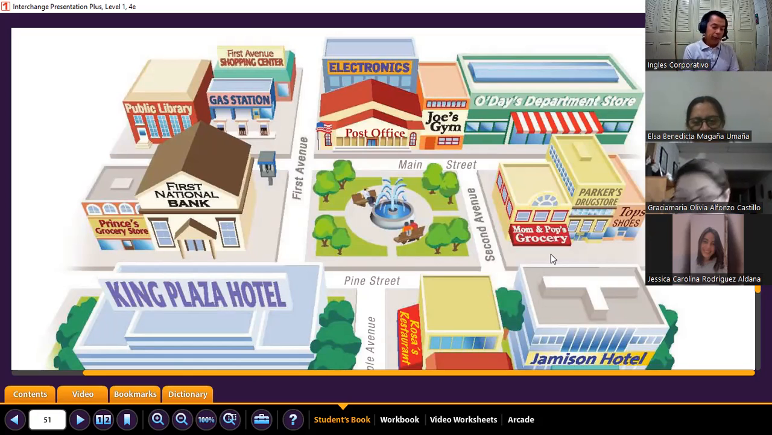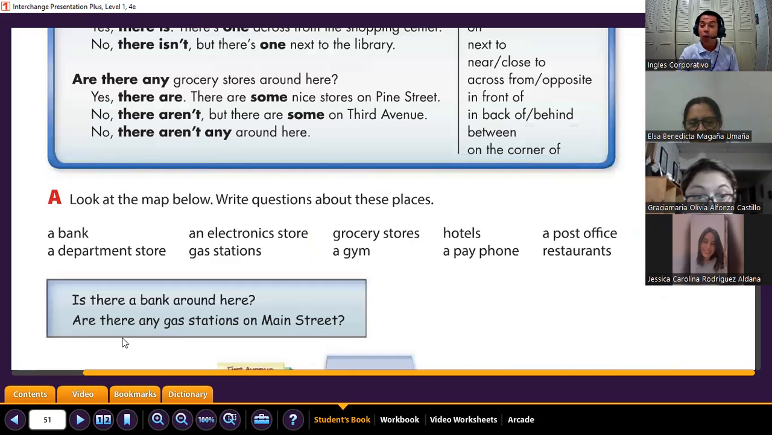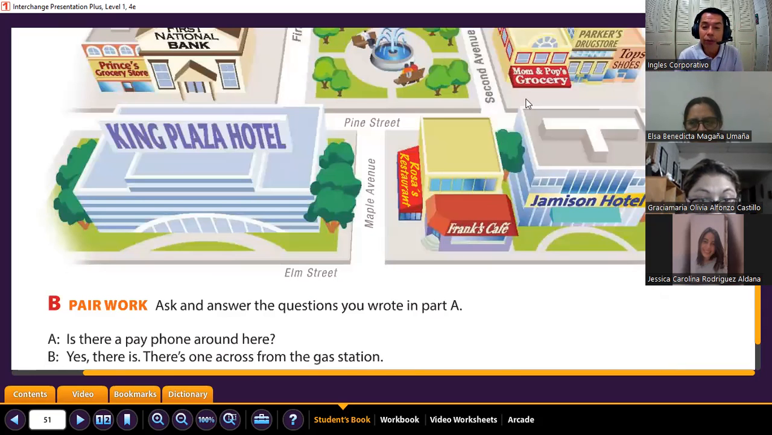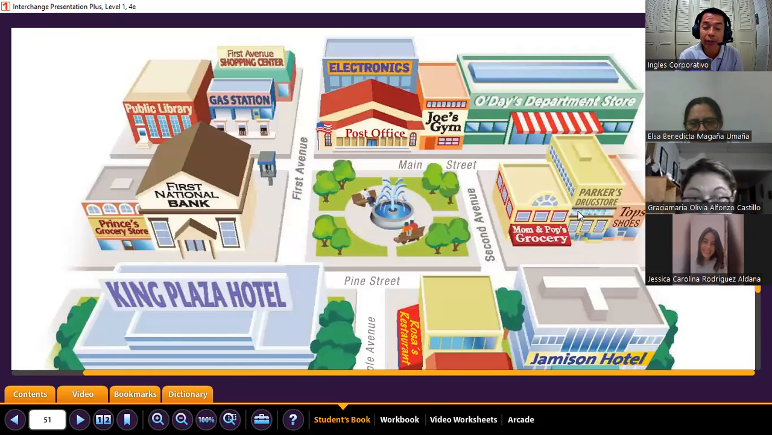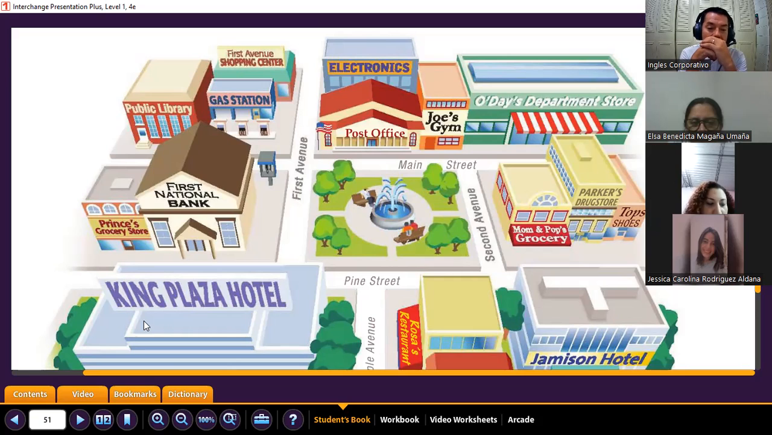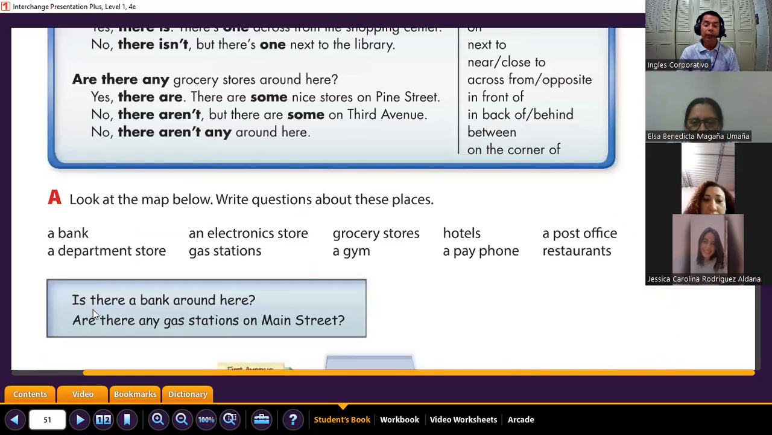Jessica Carolina, I need you make the question to Estenia. Okay. Is there? You're going to say, is there? Or plural, are there? Because look, there are two hotels. There are two restaurants. There are two national banks. Ah, no, only one bank. But in those cases, you can say, is there or are there, right? Oh, okay. In plural. Is there a public library? Yes. There is next to there is a one? Library? There is one. There is one. Hay uno.